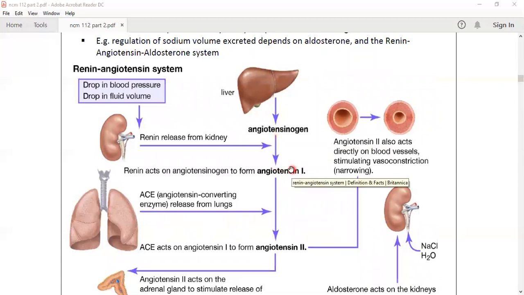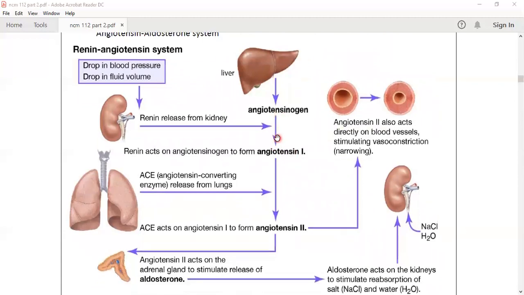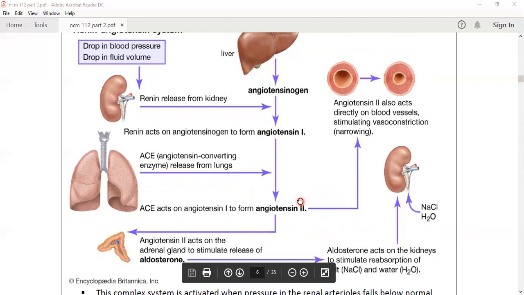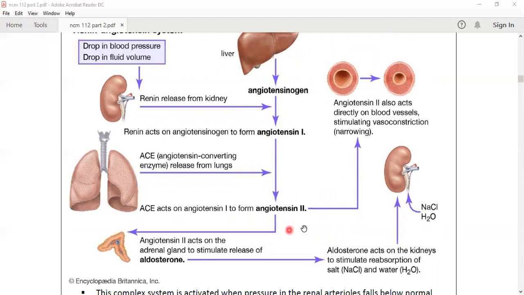angiotensin 1. Okay. So angiotensin 1 itself does not do much unless it is converted into a more potent form, which is your angiotensin 2. Now, in order to accomplish that, angiotensin 1 will be converted to angiotensin 2 with the use of your ACE, which is your angiotensin converting enzyme that is from your lungs. So ACE now acts on angiotensin 1 and it produces angiotensin 2.